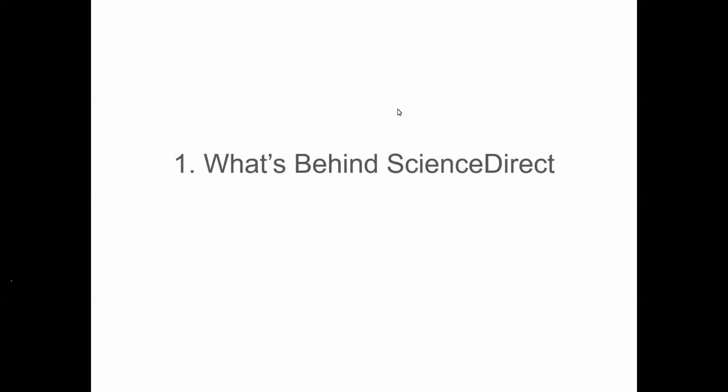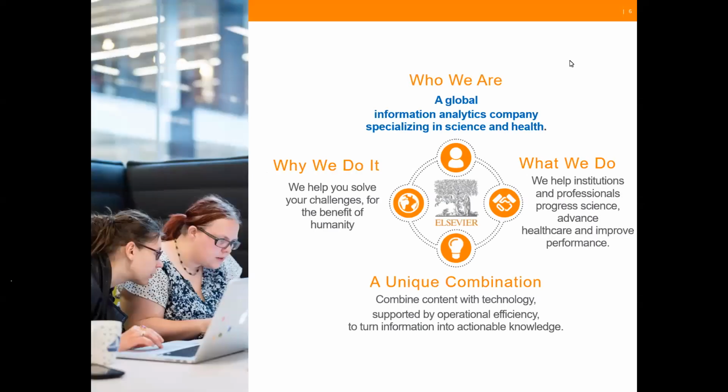So what's behind Science Direct? First and foremost, people will be asking, well, we know what Elsevier is, but what exactly is the content behind Science Direct? So it's very straightforward. Essentially, Elsevier is a global information analytics company specializing in science and health. What we do is to help institutions and professionals to progress science, advance healthcare, and to improve their research performance. And we do this by combining content with technology, which is in turn supported by operational efficiency to turn information into actionable knowledge. And why we do it is because we want to help everyone to solve their challenges for the benefit of humanity.